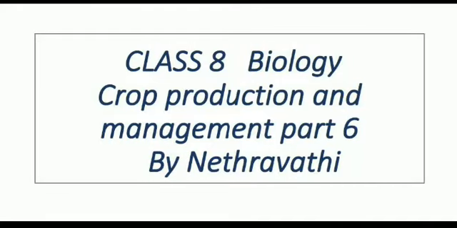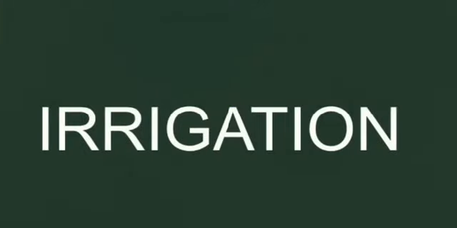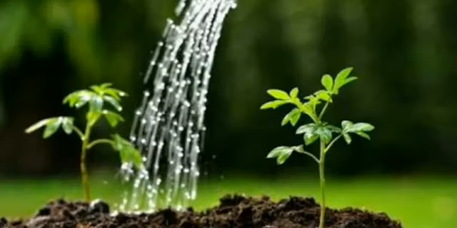Dear students, let's learn the fourth step of agricultural practices, that is irrigation. We all know that water is essential for all living organisms. So water is important for plants also. Then how do we get the water? Through rain. Yes, rain is the main source of water.